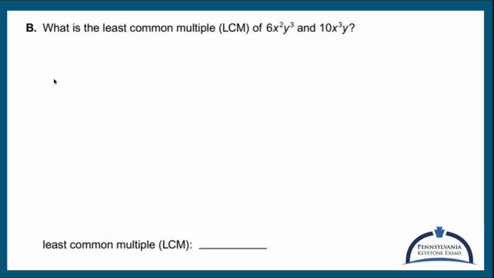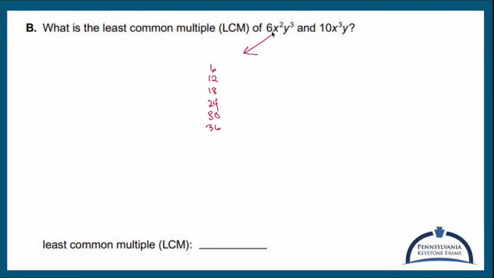Let's take a look at part B. What is the least common multiple of 6x squared y cubed and 10x cubed y? Well, let's figure out all the multiples that give me 6 and 10. I kind of have it in my head, but let's do this one step at a time. So 6 could be 6, 12, 18, what else? 24, 30, 36. Let's take a break.